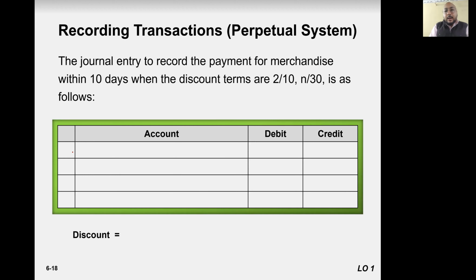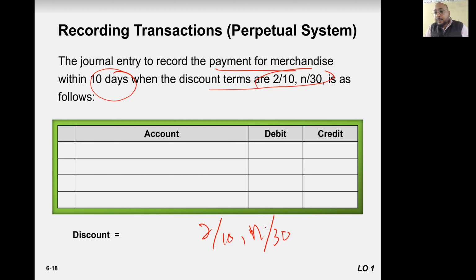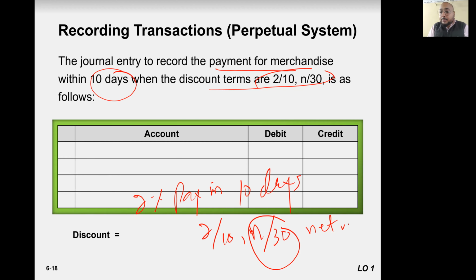Now, the journal entry to record payment for merchandise within 10 days when the discount rate is 2/10 net 30. What does it mean by 2/10 net 30? Can anyone tell me? You will be given a 2% discount if you pay in 10 days. Otherwise, the net amount will be paid in 30 days.